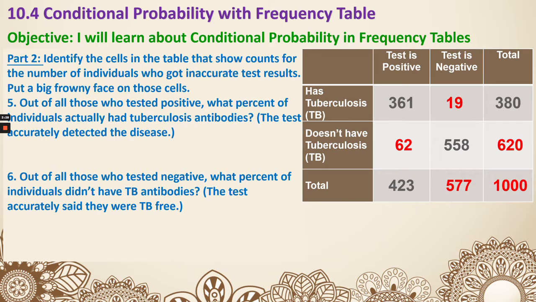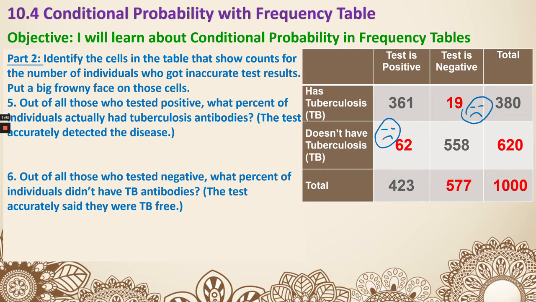Part 2. Identify the cells in the table that show counts for the number of individuals who got inaccurate test results. And put a big frowny face on those cells. Right here. And right here. These are the inaccurate test results. They test negative, but they actually have it. Or they test positive and they don't have it.